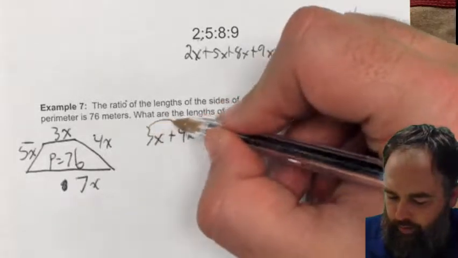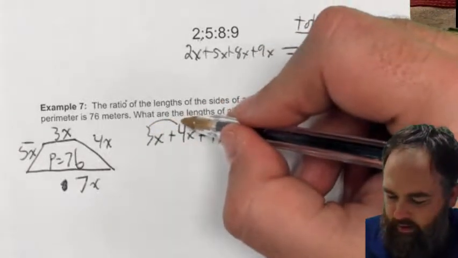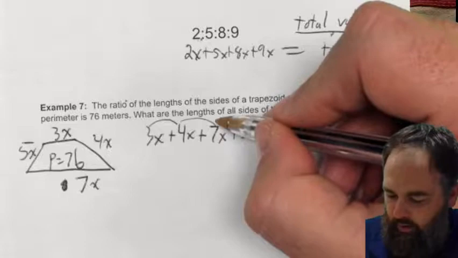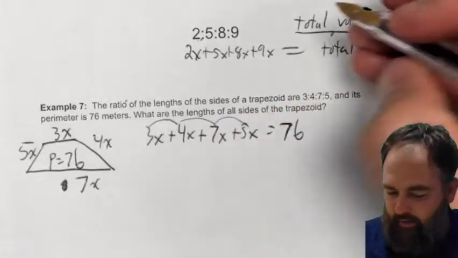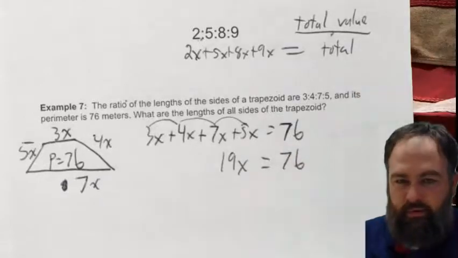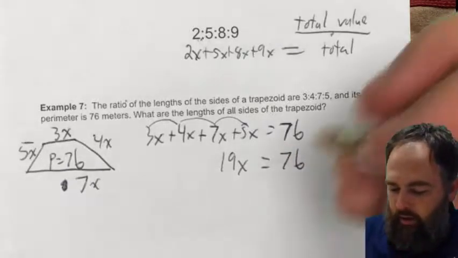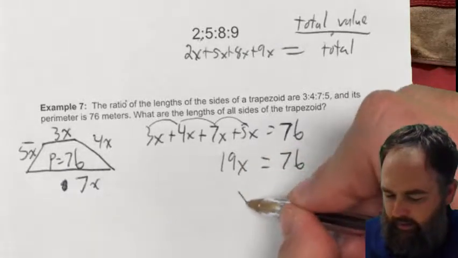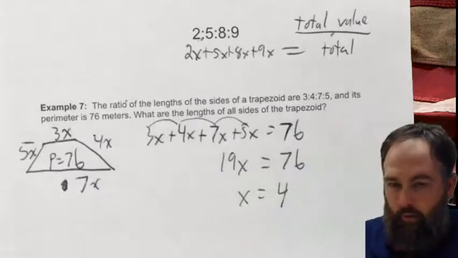So 3 plus 4 makes 7. 7 plus 7 is 14. 14 plus 5 is 19. So 19x equals 76. Now, let's divide by 19. That gives me x equals 4.